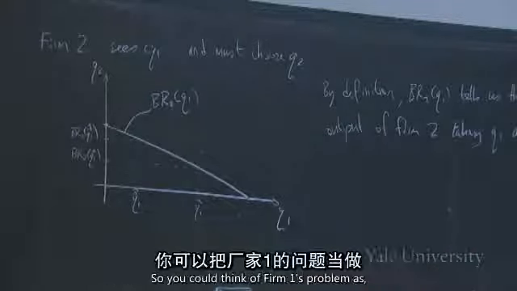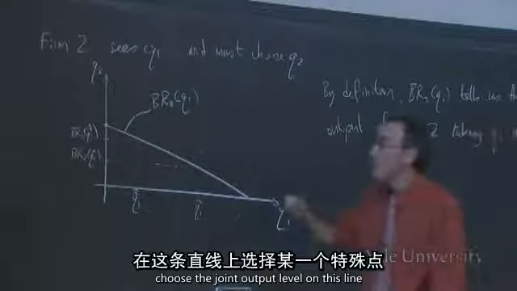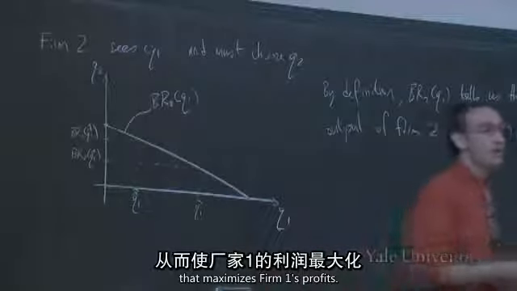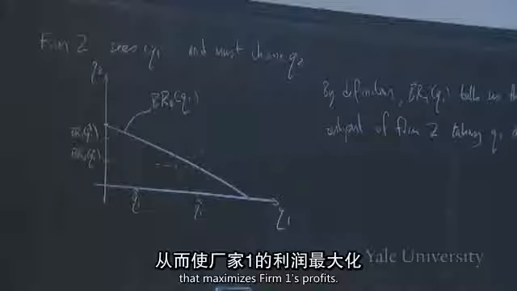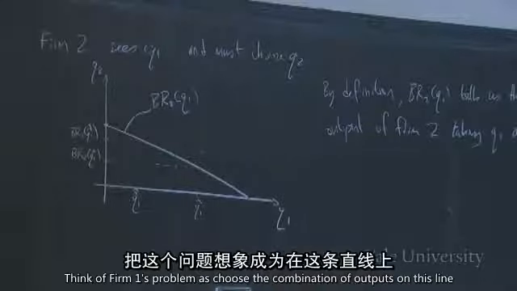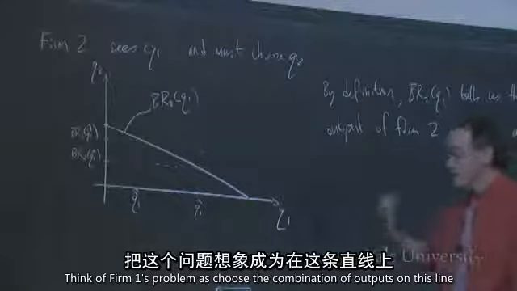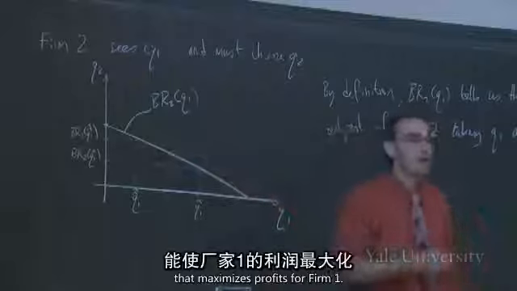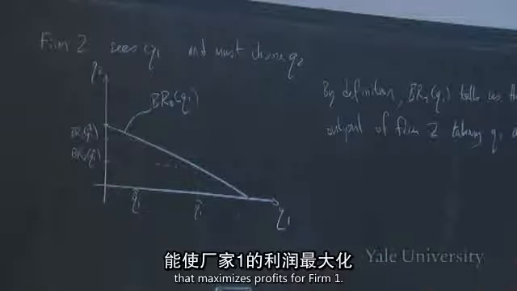All right? So you could think of firm 1's problem as choose the joint output level on this line that maximizes firm 1's profits. Right? We could think of firm 1's problem as choose the combination of outputs on this line by choosing Q1, letting Q2 respond. Choose the combination on this line that maximizes profits for firm 1.